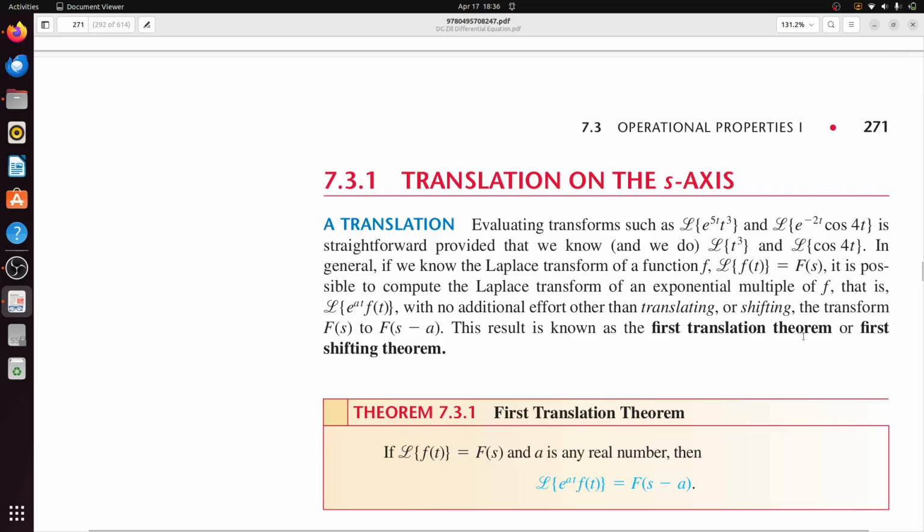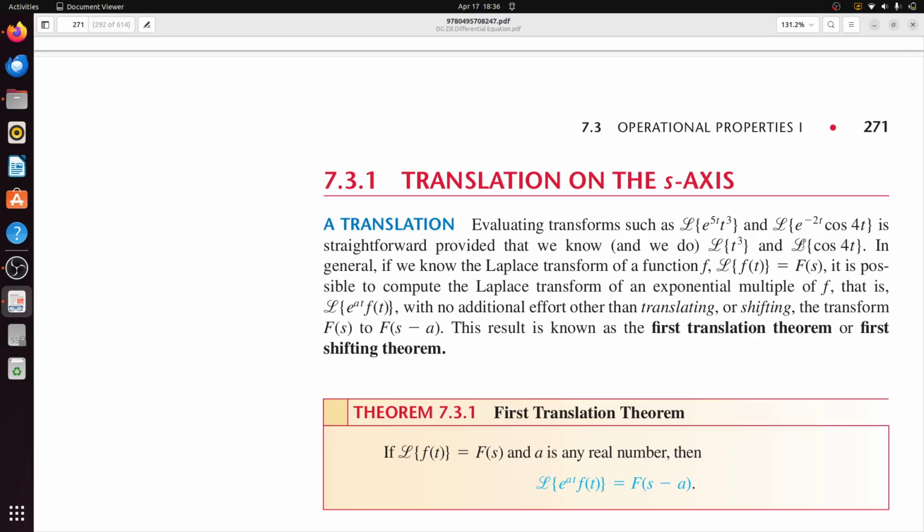Similarly, take e to the power minus 2t into cos 4t. For cos 4t, you know the Laplace transformation is s by s square plus 16. Now, knowing that Laplace transformation, can you determine the Laplace transformation of e to the power minus 2t cos 4t? That is the thing we want to do, and obviously we will do it.